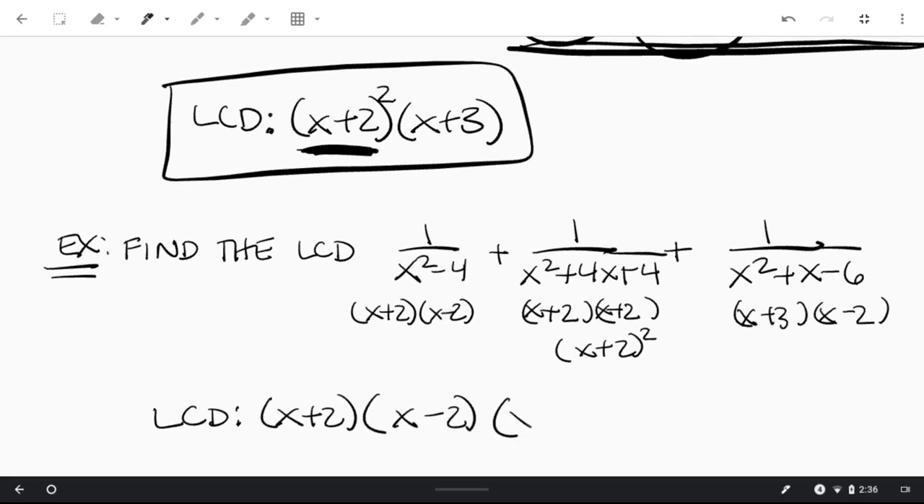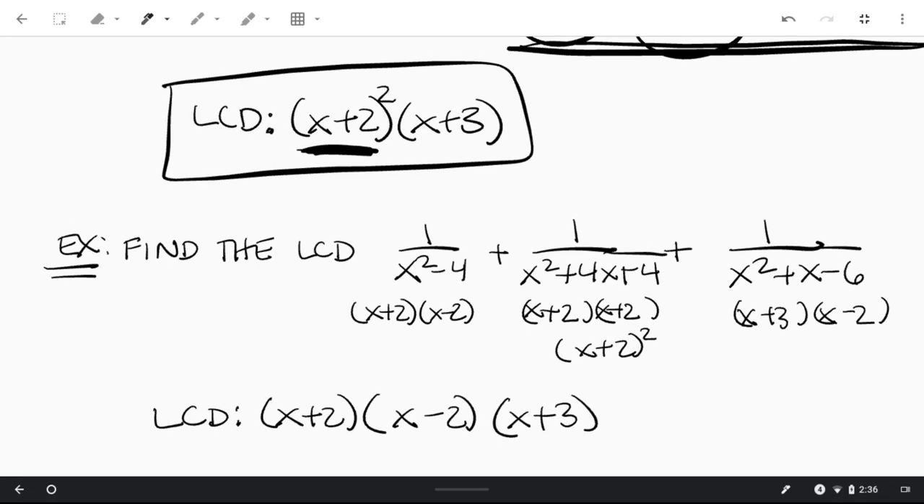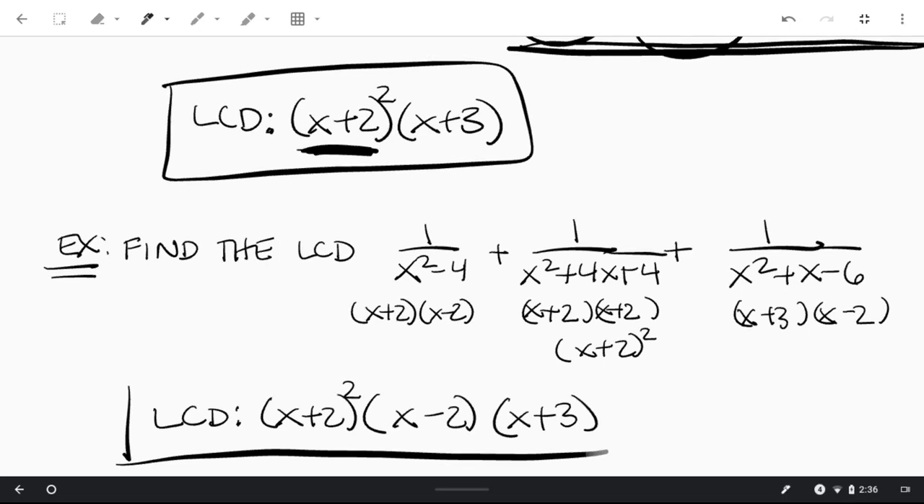And we need an x plus 3. Are there any other bases? X plus 2, x minus 2, x plus 2, x plus 3, and that has an x minus 2, which is already here. Okay, so these are all the bases that are used. What's the highest exponent for x plus 2 that we see? Square. So that will get a square. What about for x minus 2? Highest exponent is 1, so nothing there. X plus 3, highest exponent is 1, so we leave it. So this here would be your LCD.